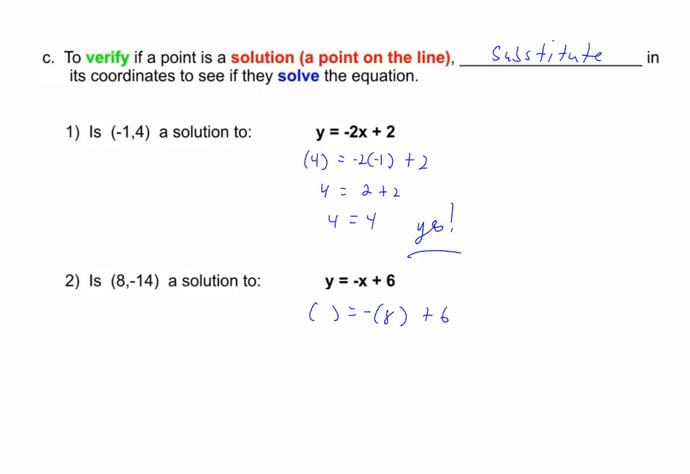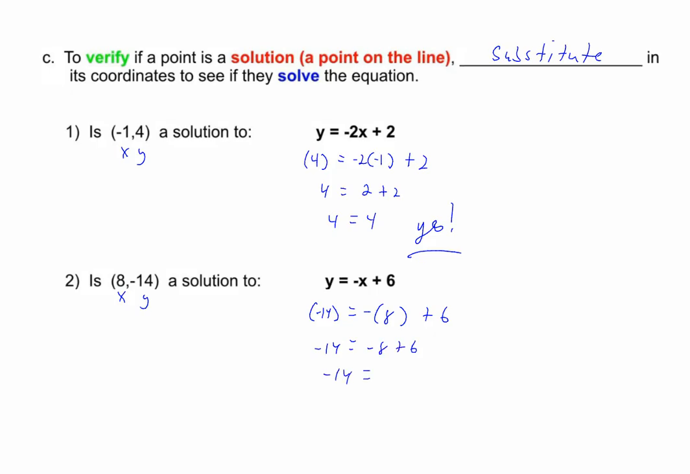Just make sure you get the right number in the right place. Some students like to label X and Y to make sure they don't put them in the wrong place. That's a good tip, by the way, to just keep from making a mistake. So you make sure you get the correct one in the correct place.